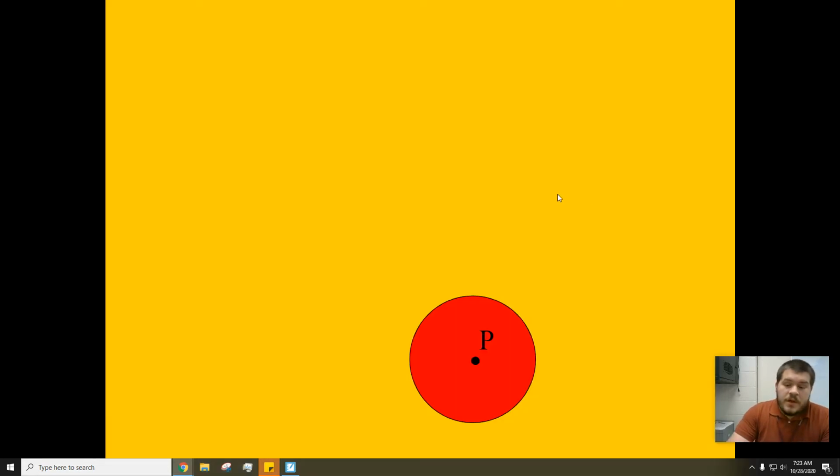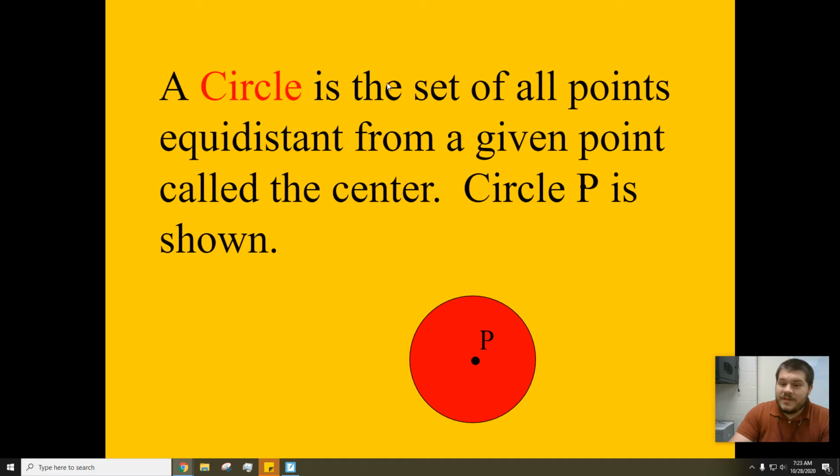So first thing we talk about is, well, what is a circle? I'm sure you all know what it looks like, but a circle is actually the set of all points equidistant from a given point called the center. What that means is if I draw a point anywhere on the edge of this circle, it'll be the same distance from the center as any other point.